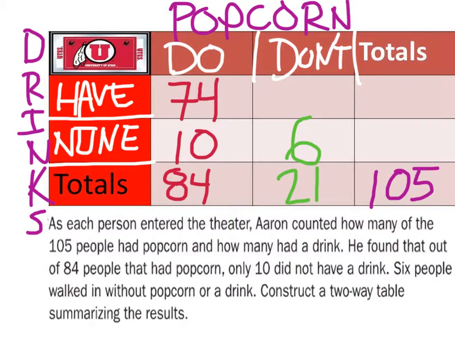So how many people have a drink but don't have popcorn? 15. Well, the final thing we need is these two totals right up in here. So 74 plus the 15 is 89. 16 is the none column. And 10 plus 6, very good, 16. Excellent work.